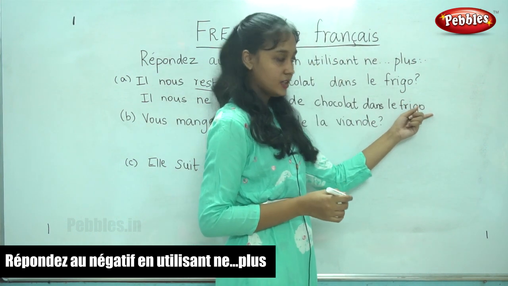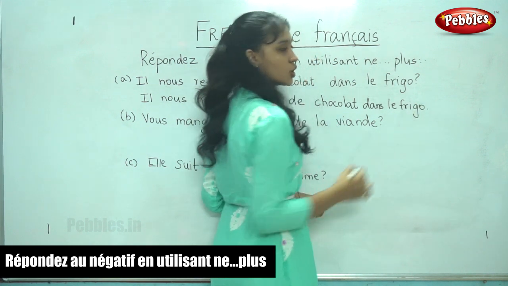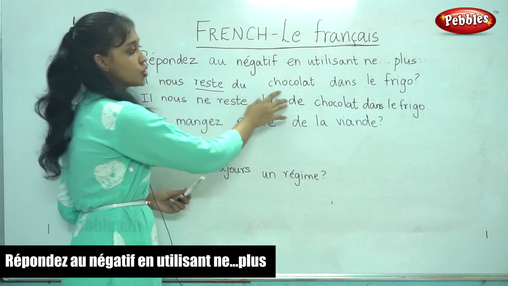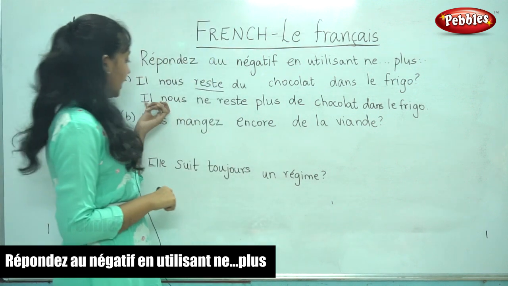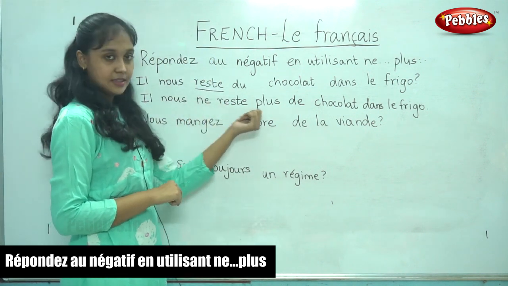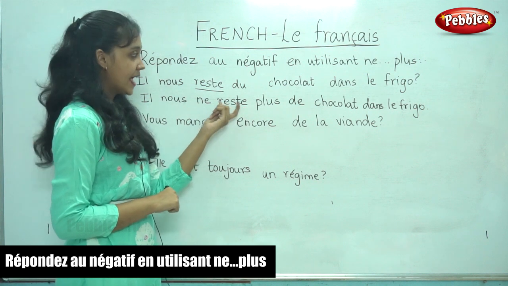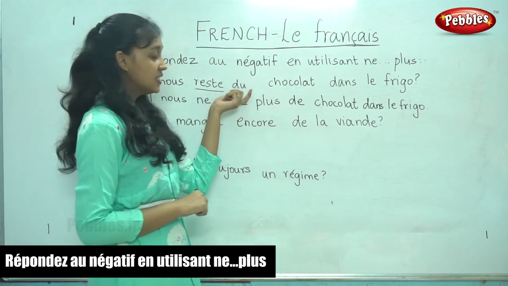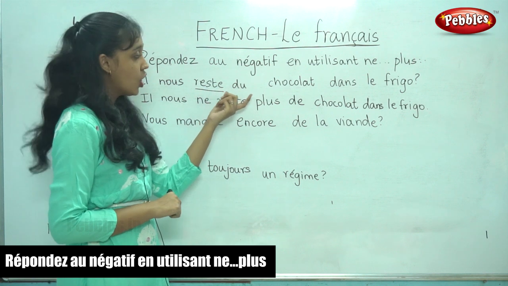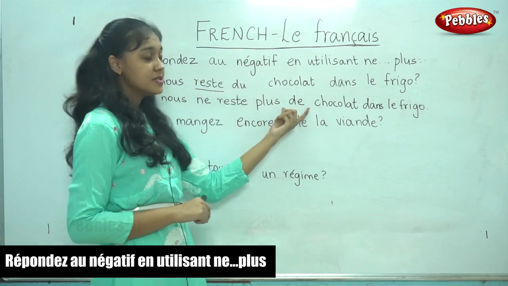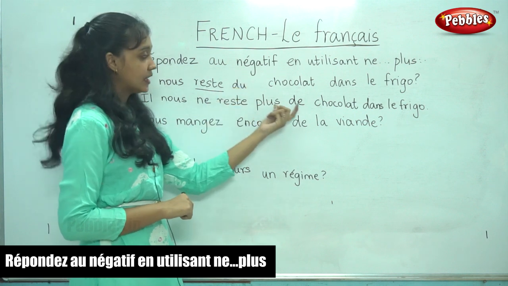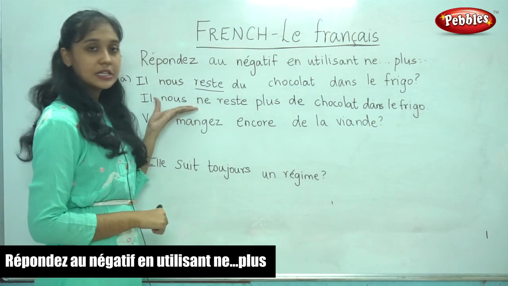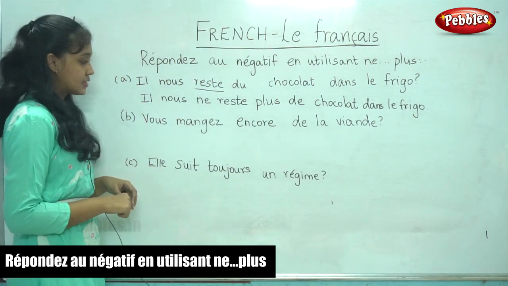Do we put a question mark here? No, because we have answered the question. So what did we say here? Il nous reste du chocolat dans le frigo. Il nous ne reste plus. We found the verb and we put ne before the verb and plus after the verb. And if there is a partitive article or an indefinite article, it becomes de. No matter what is there, it becomes de. De chocolat dans le frigo. Have you understood? Now the next sentence.